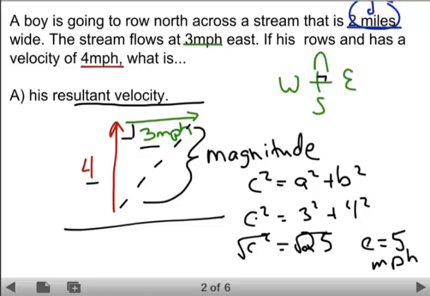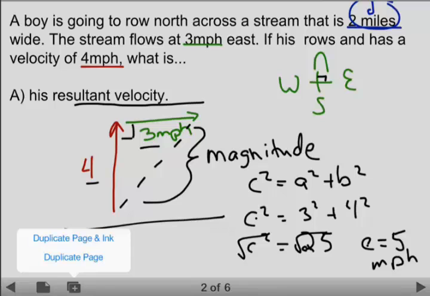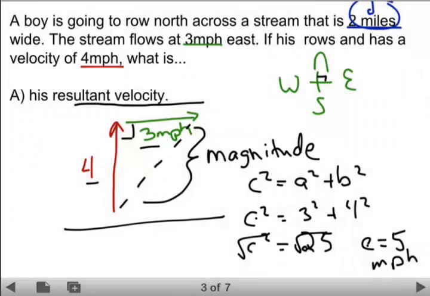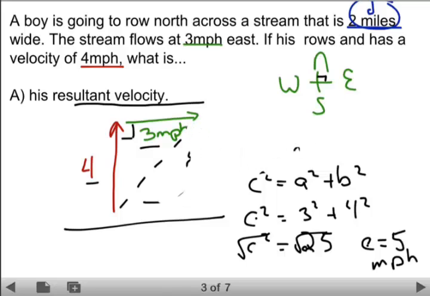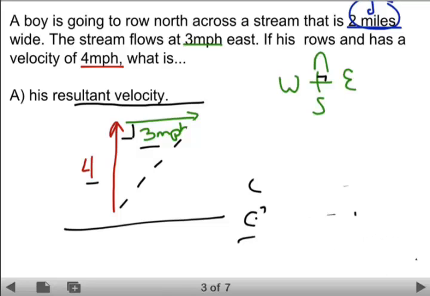Now remember, velocity has magnitude and direction, so we're headed there now. We're going to look at the direction. Let me just copy this, and then I can erase some stuff here. All right, so we know that we're moving at 5 miles per hour, but we don't know what direction yet, okay?